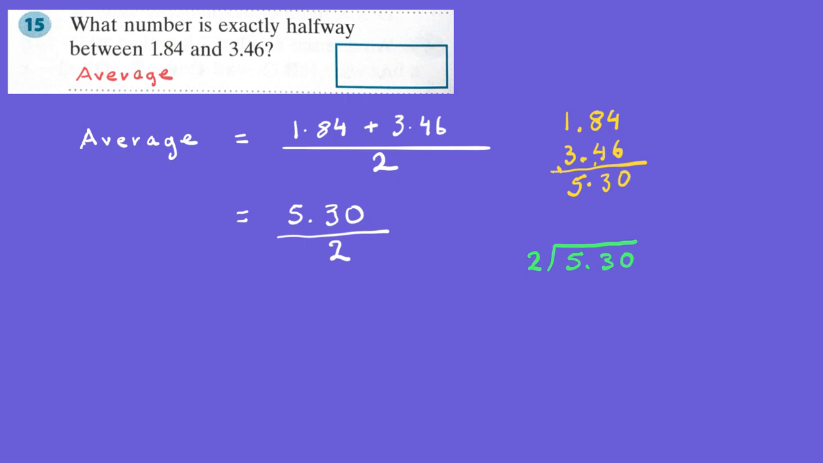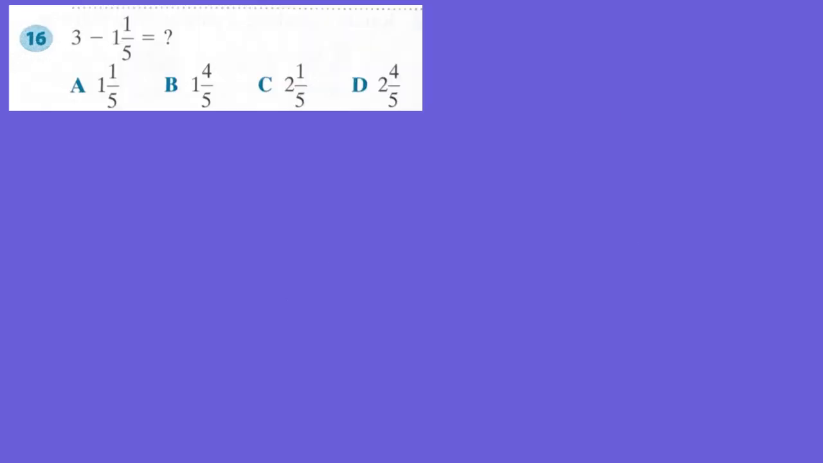2 into 5 goes twice, and 1 over. So because the decimal point is here, we must also put the decimal point up there. 2 into 13 goes 6 times, and 1 over. Now 2 into 10 goes 5 times, and we get 2.65. So the answer is 2.65. And we have to write that answer at the top, 2.65.